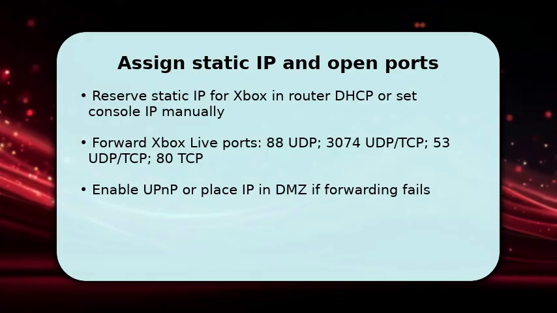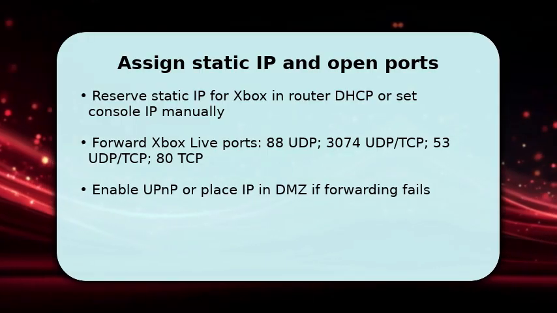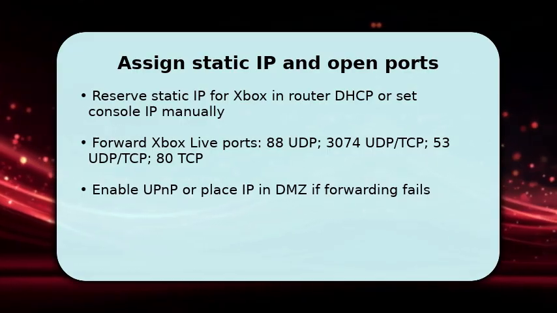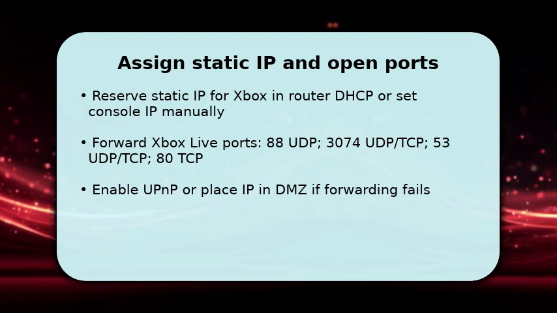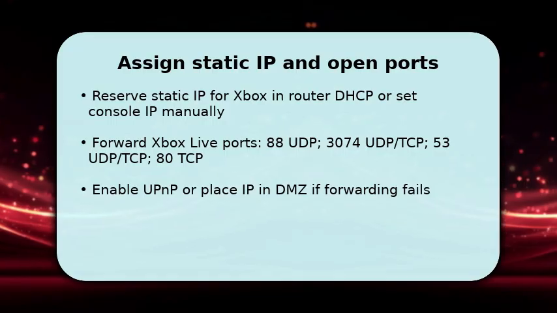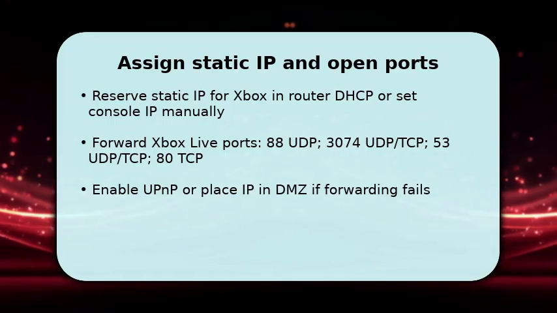If port forwarding is confusing, enable UPnP to automate port management. But if UPnP is unreliable, place the static IP in the router DMZ for testing only. These steps correct NAT-related disconnects.